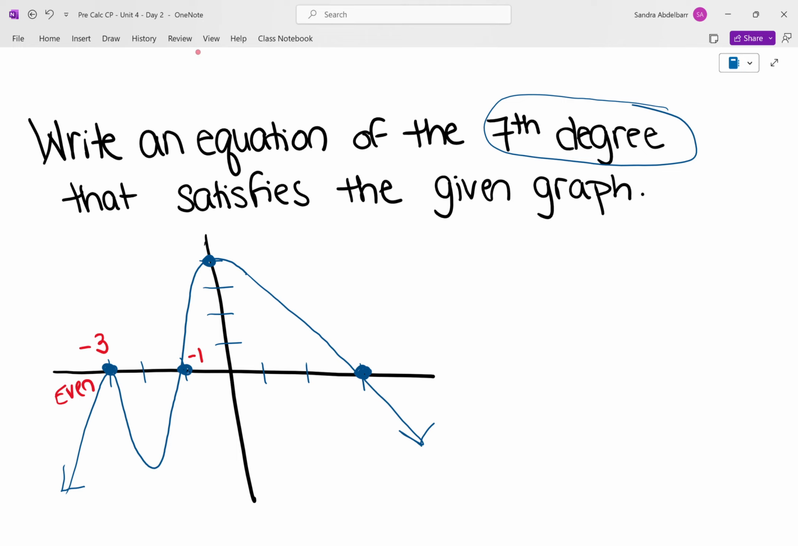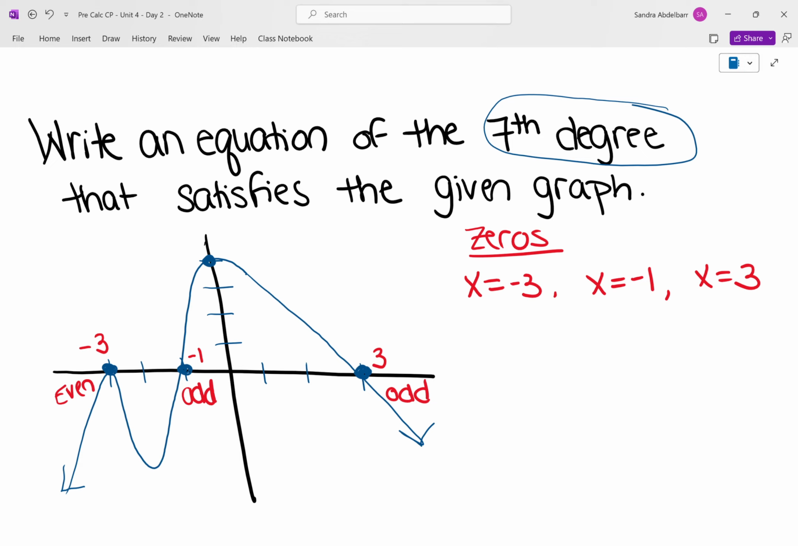Then we're at -1. This one's -1, but it's a cross. Since it's a cross, is that even or odd? Odd. So I'm going to write odd. The y doesn't count right now. We'll deal with the y later. Now go to our last 0. This is +3. Is it a bounce or a cross? It is a cross, so is it even or odd? Odd. So do we agree our zeros are x equals -3, x equals -1, and x equals +3?